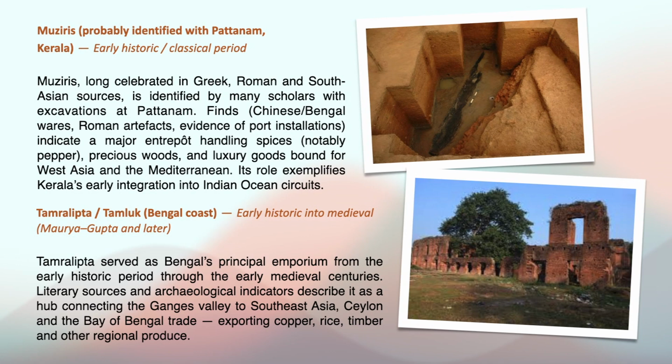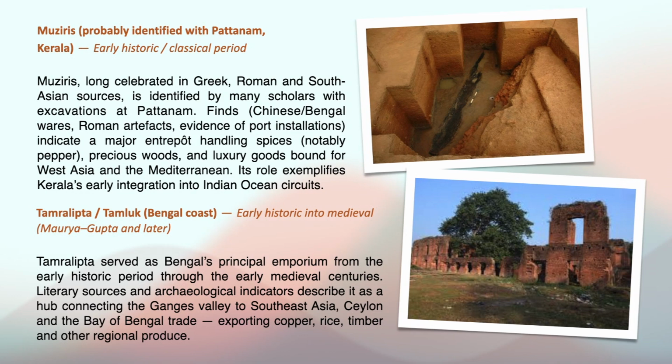So Muziris was famous for its spice trade with West Asia and then the Mediterranean Sea. Its role exemplifies Kerala's early integration into Indian Ocean circuits. Going ahead, we have the famous site of Tamralipta, or present day Tamluk, on the Bengal coast, and it is an early historic site of the Maurya, Gupta, and the later period.